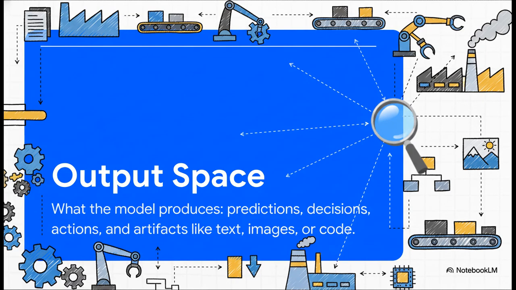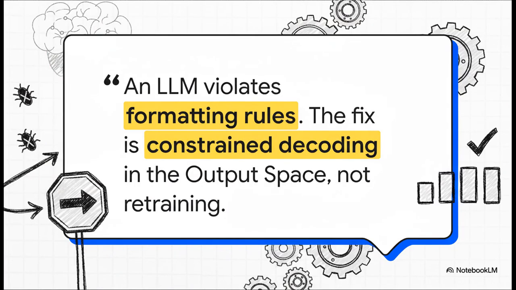All right, so we've been inside the model's head. Now let's talk about what actually comes out the other side, the output space. Think of this as the city's factory floor. It produces everything the user actually sees and interacts with. Text, images, predictions, you name it. And this shows that sometimes the fix is right at the very end of the assembly line.